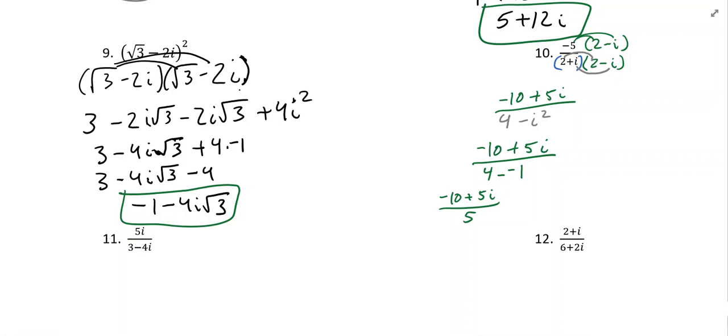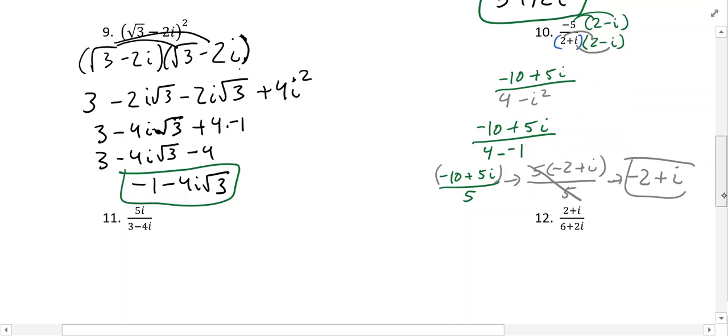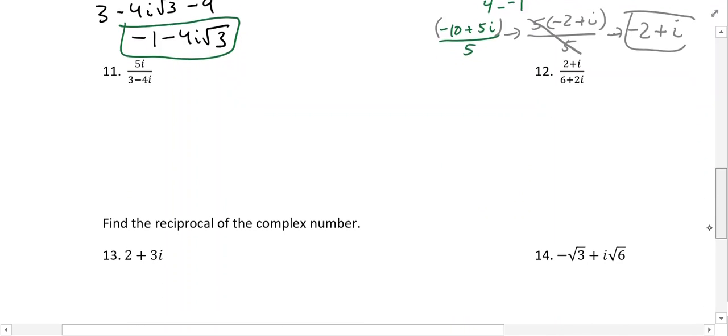So now I want to simplify if possible. So remember, there's an implied parentheses. So I'm going to factor out a GCF here of 5. So then I'm left with -2 plus i over 5. And now these 5s can cancel out. So my final answer here is -2 plus i. All right, let's go ahead and go to the next one.